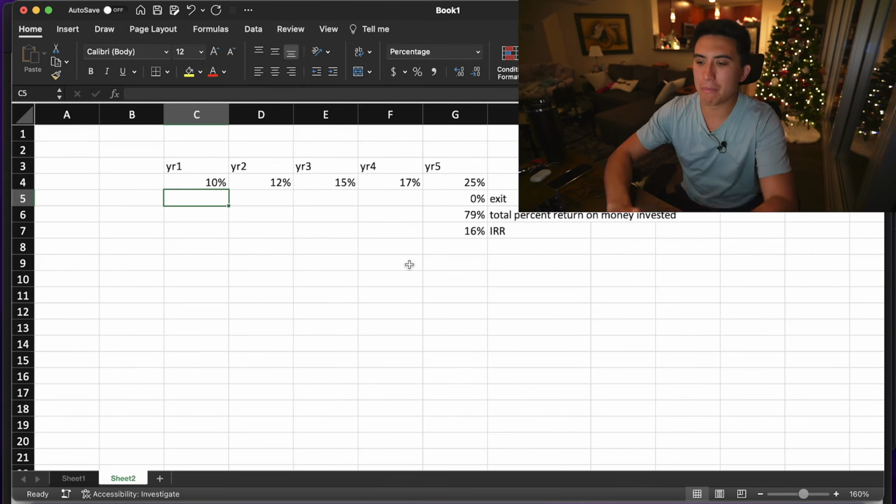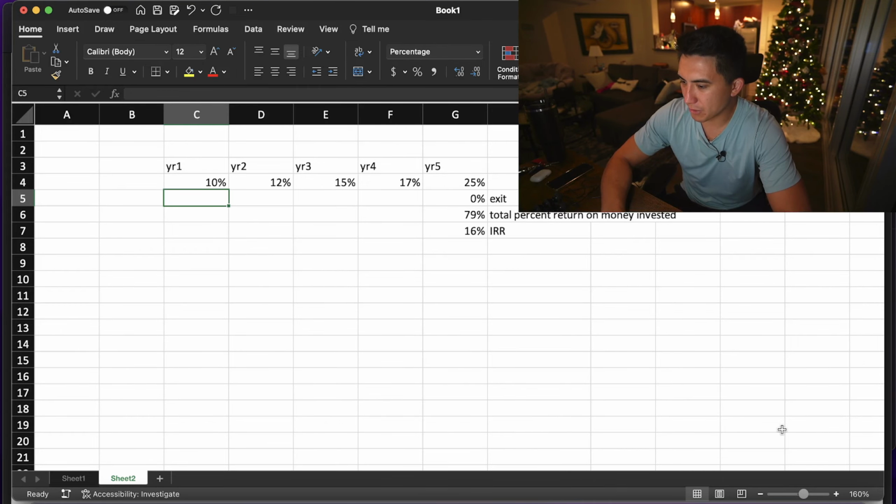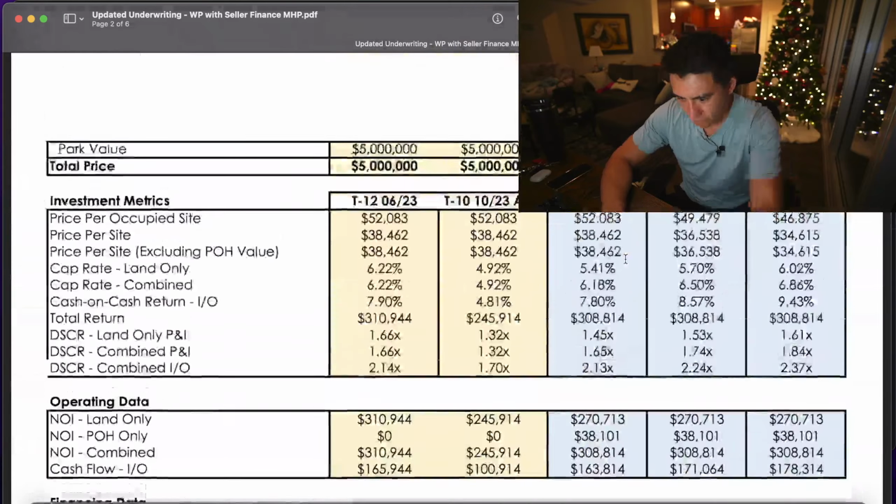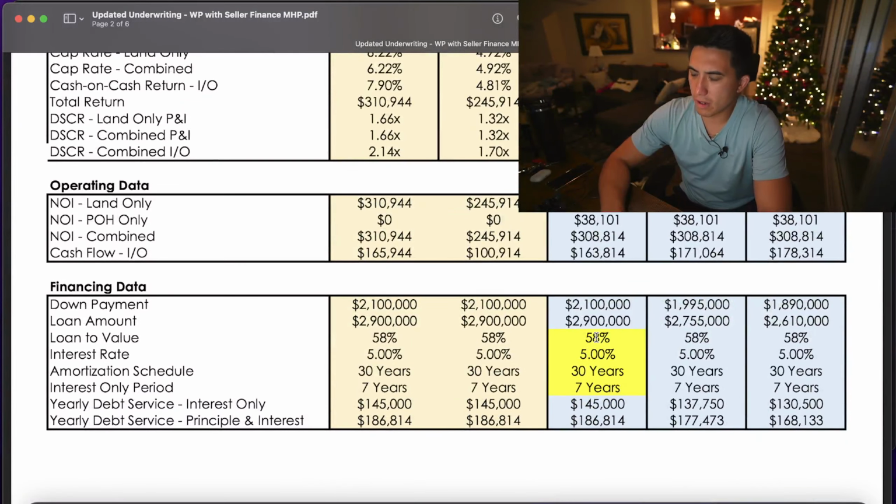So that's kind of the balancing act of commercial real estate. You can see here on this underwriting, we had to hit these terms to cover this.